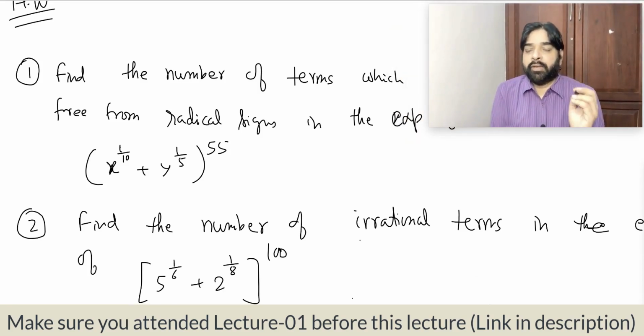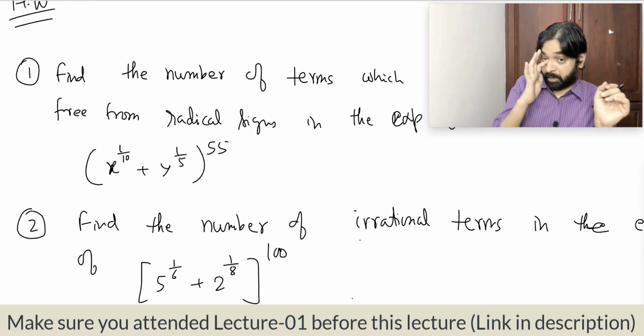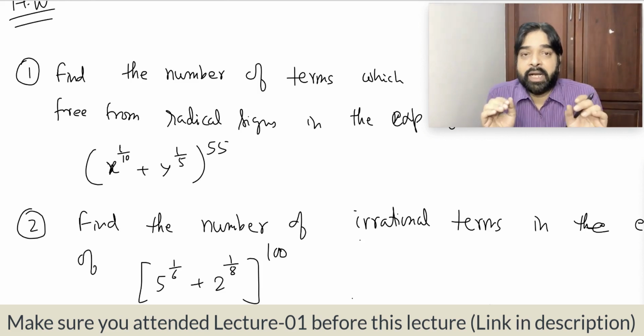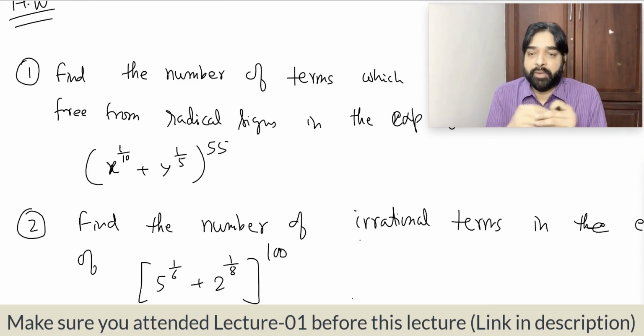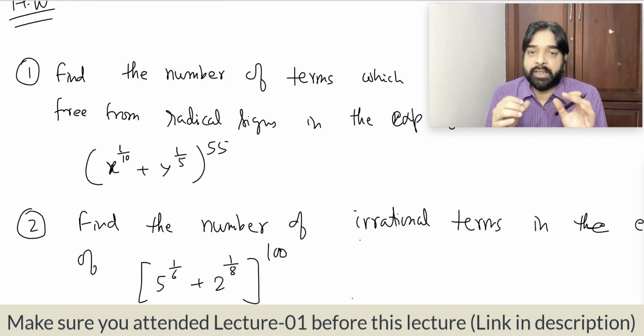So in this question, the first question they are asking is to find the number of terms which are free from radical sign. Free from radical sign in the sense what? There should not be any fraction power. It may be an integer, but it should not be a fraction power. When such situations come, where you have to analyze the power, the best option is to try to get the general term.